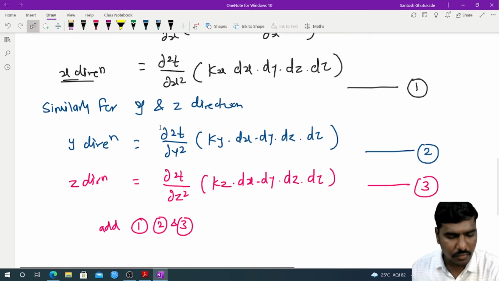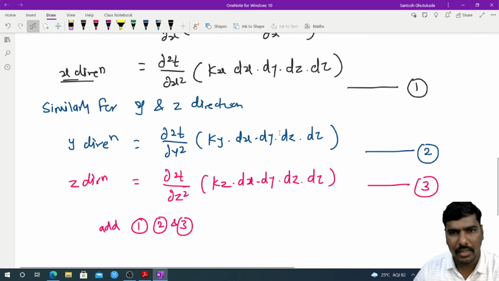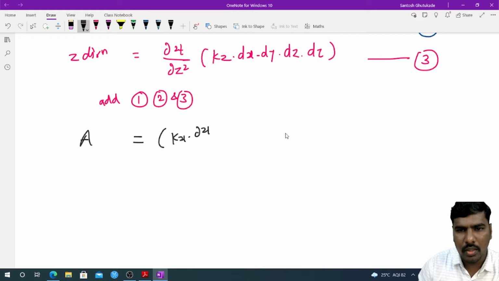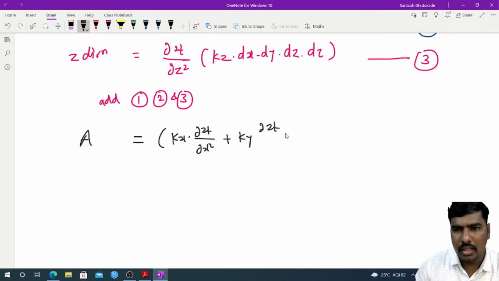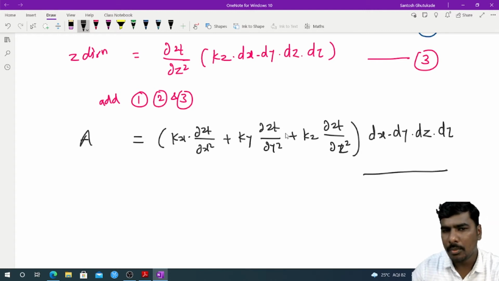So for the x direction equation, for y and for z, I will keep that part common and write the remaining part. So this equation becomes the heat accumulated in all directions, that is part A. So kx ∂²T/∂x² plus ky ∂²T/∂y² plus kz ∂²T/∂z², and the common part is dx, dy, dz and d tau. So we have solved part number A.